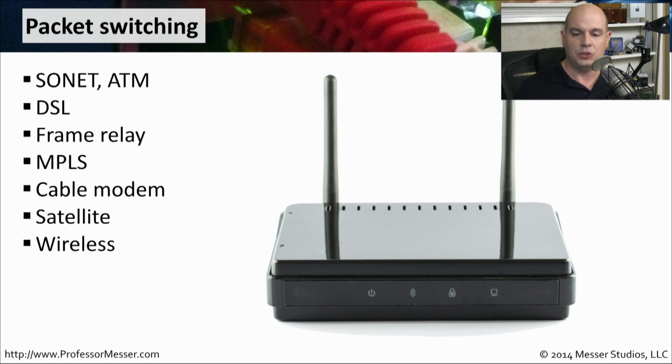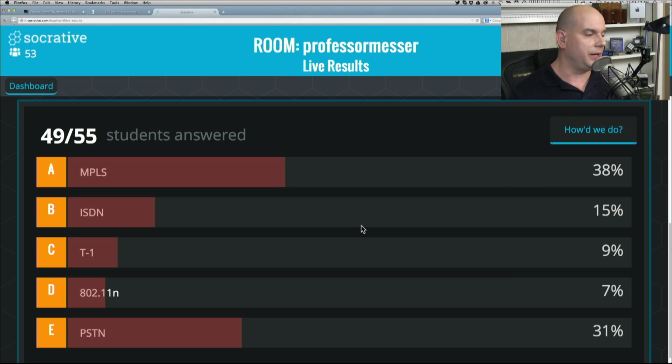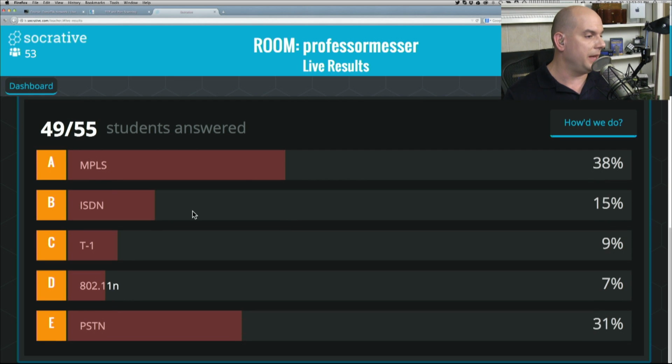And that's why if we go back and look at the answer here, and we want to know about packet switching, we know that MPLS is definitely a packet switch, modern technology. ISDN, that's a circuit switch technology. T1, a circuit switch technology. PSTN, a circuit switch technology, but 802.11 and MPLS are packet switch. So if you chose A and you chose D, you would be absolutely correct.